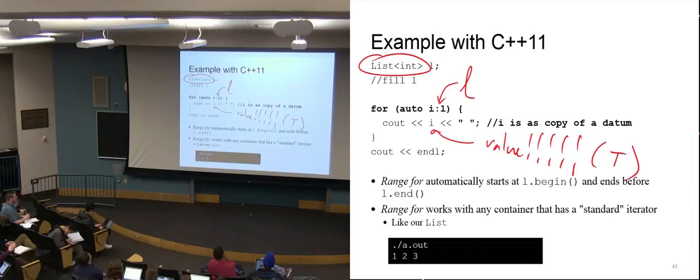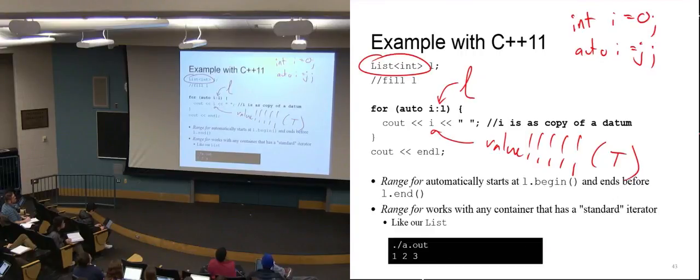So here's what auto does. Int i equals 0, auto j equals i. What's the type of j? I'll give you one guess. Int. It basically mimics types. It's like, give me the type that's the same as that other thing.